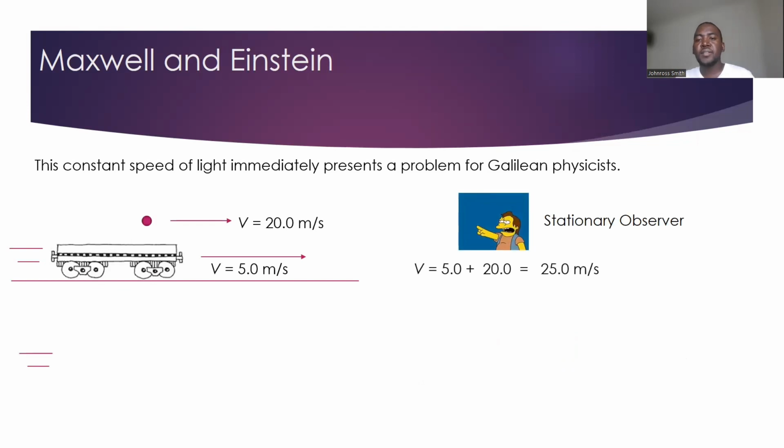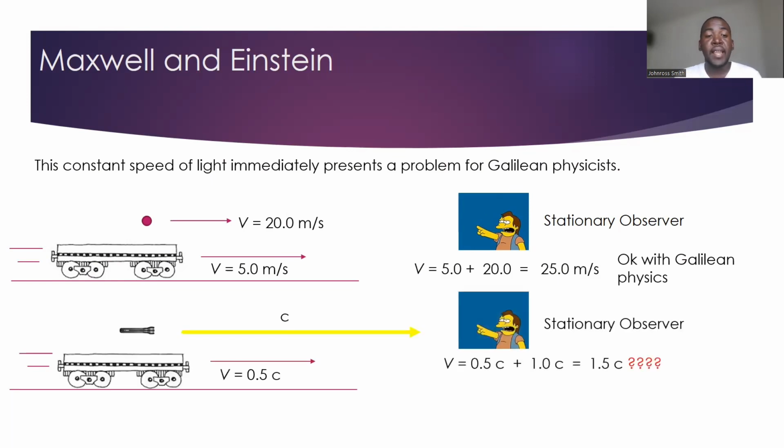Now, if we consider this scenario where we have a trolley or a train moving at 5 meters per second, and then a particle on it that's moving at 20 meters per second. In this case, if a stationary observer is looking at this event, then the velocity of the total framework would be the sum of their velocities because they're going in the same direction. And that's what's okay for Galileo's physics principle.